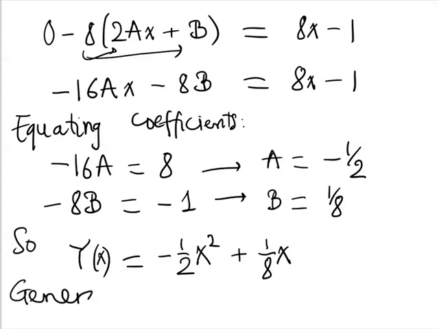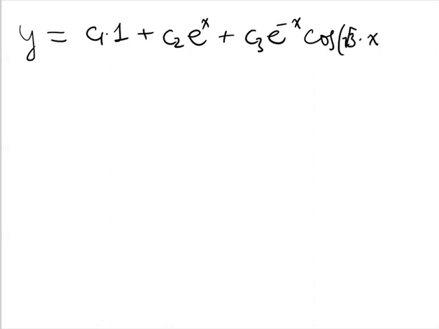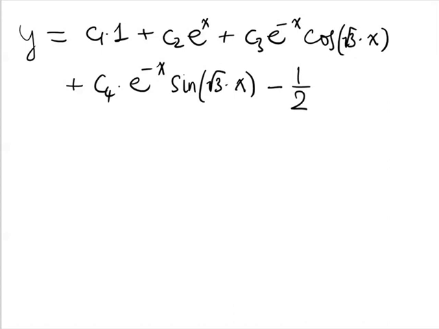And our general solution, I need to write on the next page: y equal to c1 y1, which is 1, plus c2 y2, e to the 2x, plus c3 e to the negative x cosine of square root of 3 times x, plus c4 e to the negative x sine of square root of 3 times x, plus capital Y, which is minus 1/2 x squared plus 1/8 x. And this is the end of the lecture.